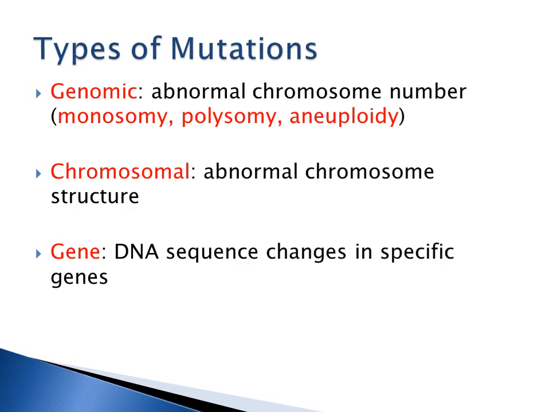So we already went over the different types of mutations. You have genomic mutations where you have abnormal chromosome numbers, and this results in monosomy, polysomy, and aneuploidy. We also have chromosomal mutations where you have an abnormal chromosome structure, or there are gene mutations where you have changes in the DNA sequences within specific genes.